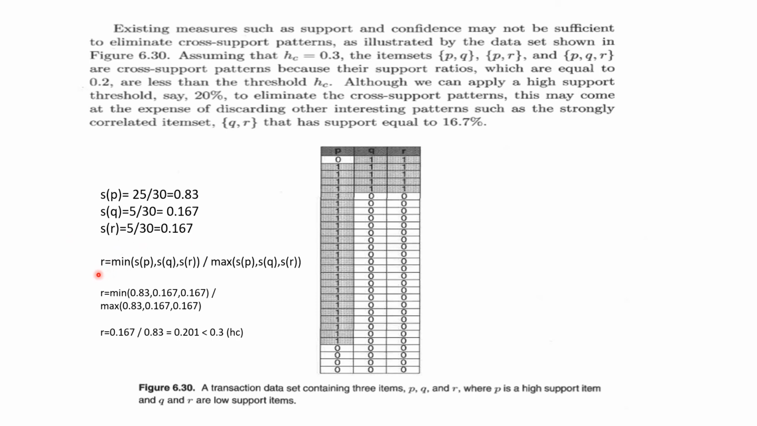Now you please calculate the ratio. Minimum of the support of all the three divided by maximum of the support of all the three, correct? Minimum of 0.83, 0.167, 0.167 is which one? 0.167, divided by the maximum of 0.83, 0.167, 0.167, which is what? 0.83. So you will get 0.167 divided by 0.83, which is 0.201, which is less than the given threshold 0.3. So this PQR is a cross support pattern and it can be eliminated from the item sets.